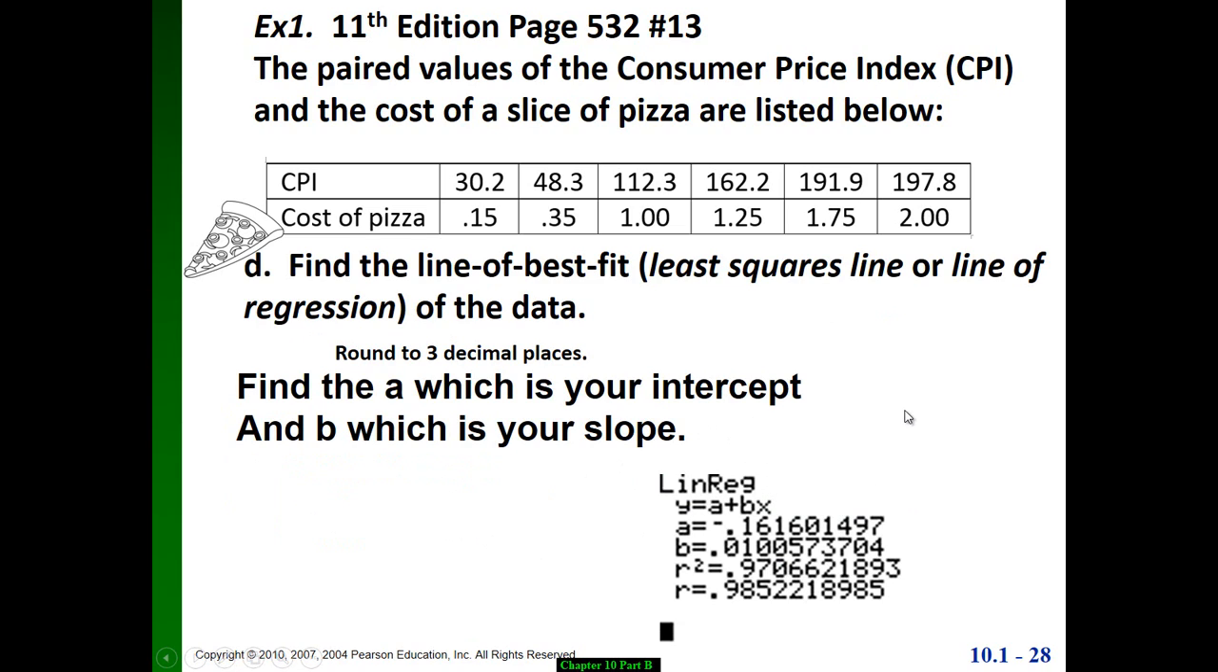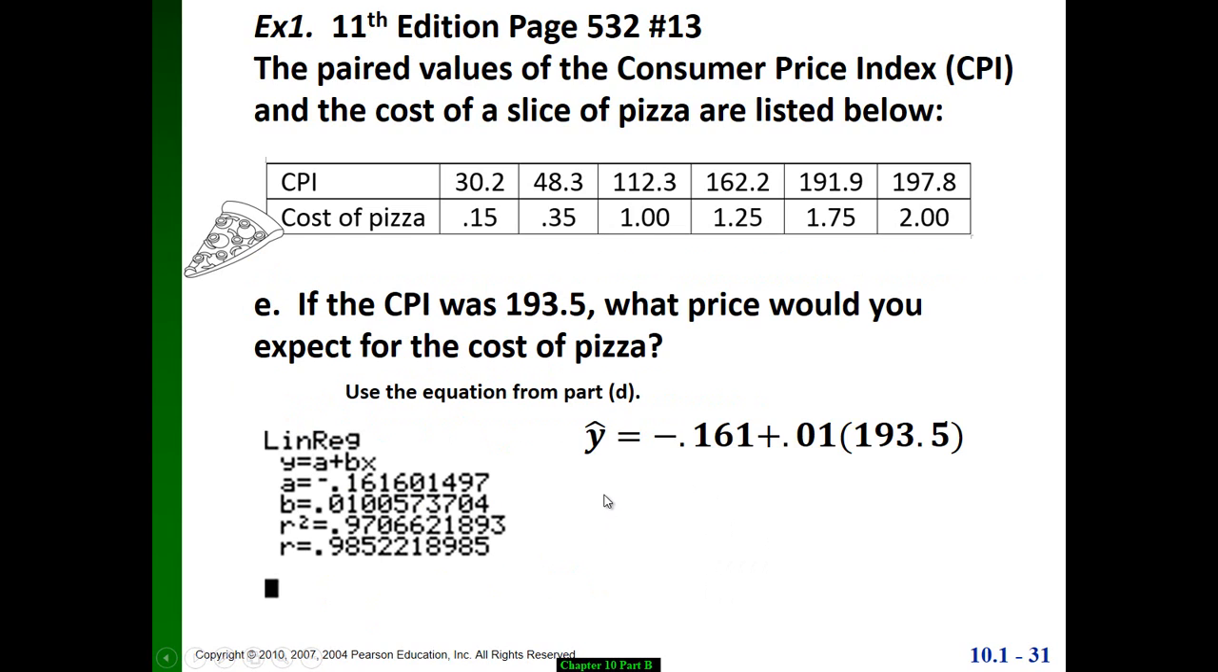So now the next thing is to find the line of best fit. You already have it in this readout right here. Your A is your intercept, your B is your slope. You're going to set it up as an equation. So basically we have y equals negative 1.62 plus 0.01 times x. That is your equation. That is your least squares regression line.